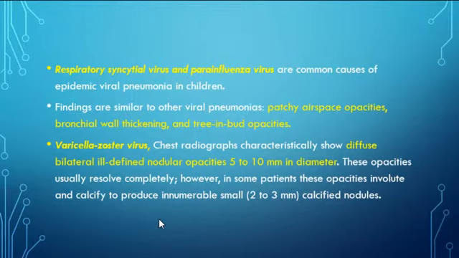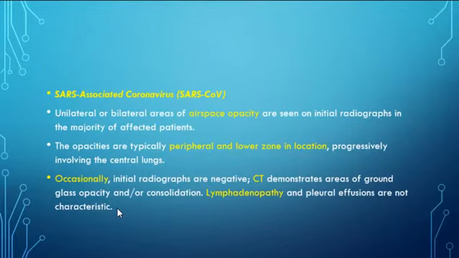Varicella zoster is a little bit common, and we can see the x-rays in our daily life. Chest radiograph characteristically shows diffuse bilateral ill-defined nodular opacities 5 to 10 millimeters in diameter. In some patients, these opacities involute and calcify to produce innumerable small 2 to 3 millimeter calcified nodules.